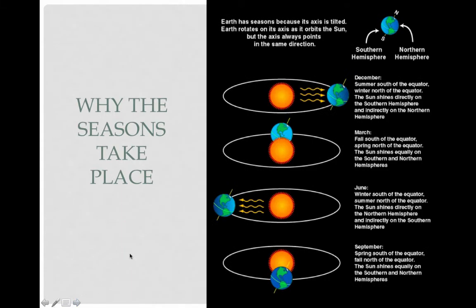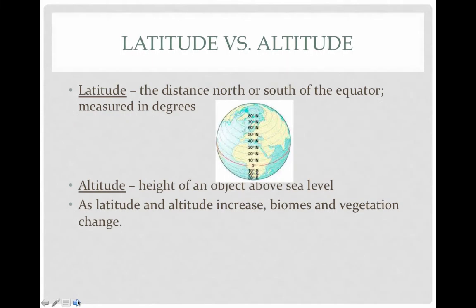Why do the seasons take place? It's because of the tilt of the Earth and the rotation of the Earth together. Its orientation towards the sun is why we have seasons. I encourage you to stop and read this and get a grip on how that happens.